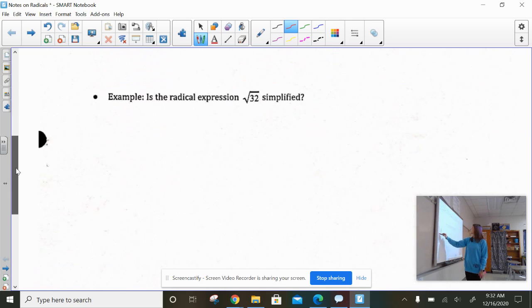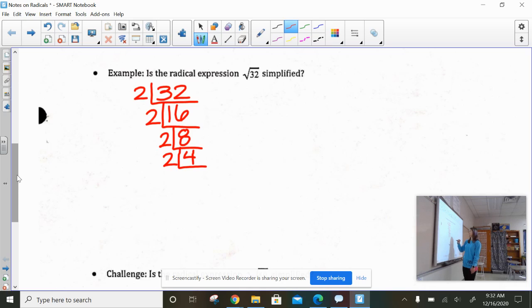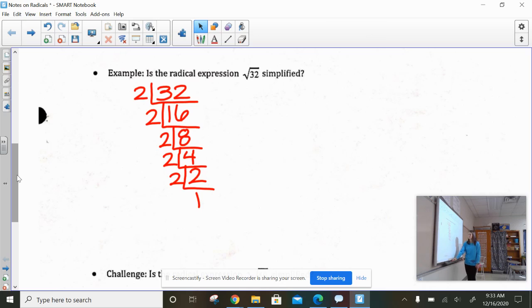All right, so I'm starting with 32. I'm dividing by prime numbers, so I'm going to go ahead with 2. If you divide that by 2, you get 16. I'm going to divide that by 2 again and get 8. Divide that by 2 again and get 4. I can divide that by 2 again and get 2. And divide by 2 again and get 1.